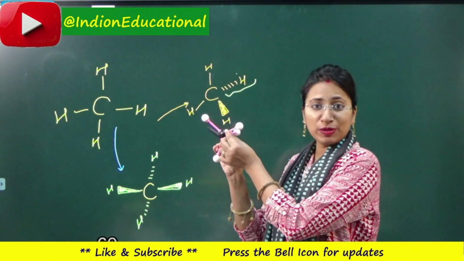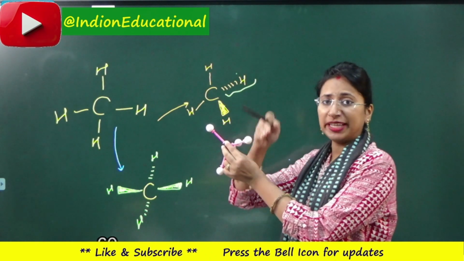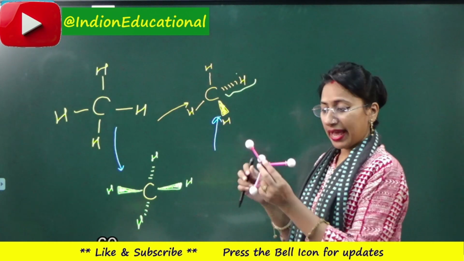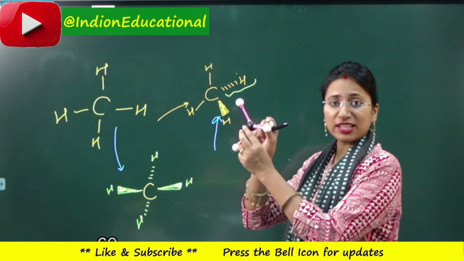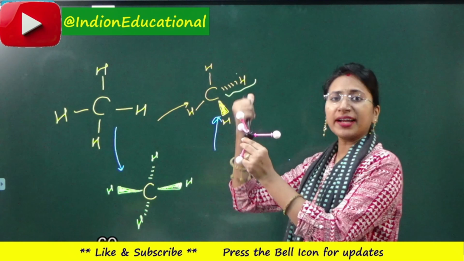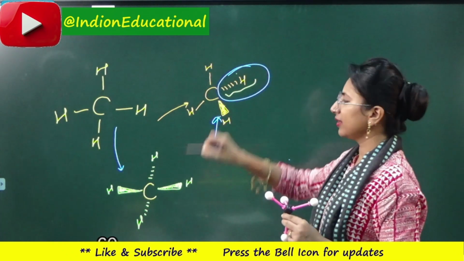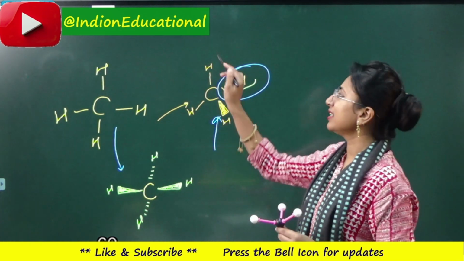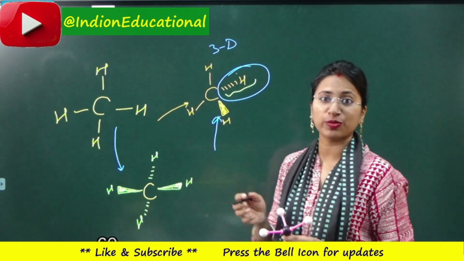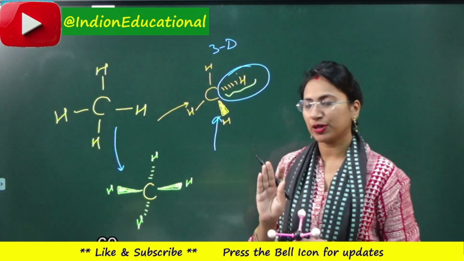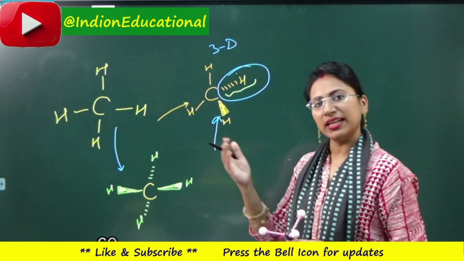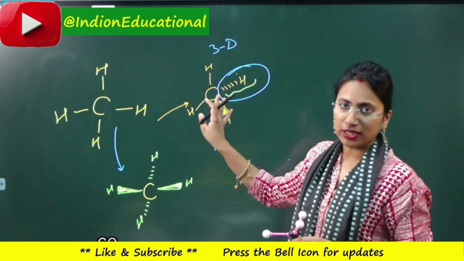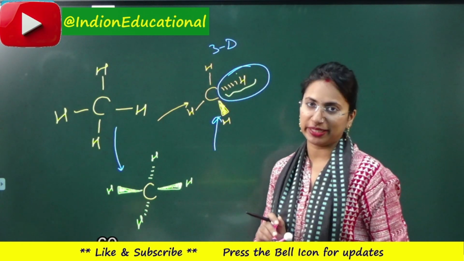This bond which is pointing out of the plane of the board is represented by a wedge, and the carbon hydrogen bond which is pointing behind the board you can represent by a dash. This is also known as the wedge dash representation. It is actually a 3D representation which we can write on a plane of paper, or on the board like this. So this is a way to represent a 3D structure on a 2D plane.